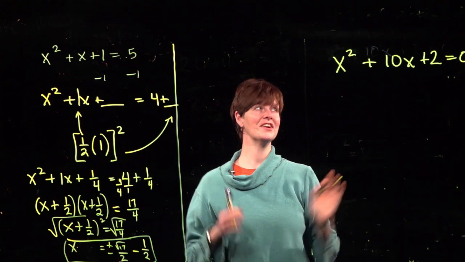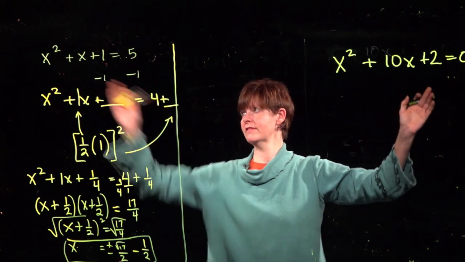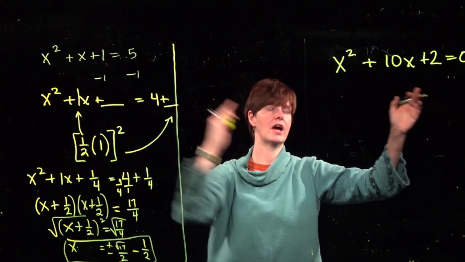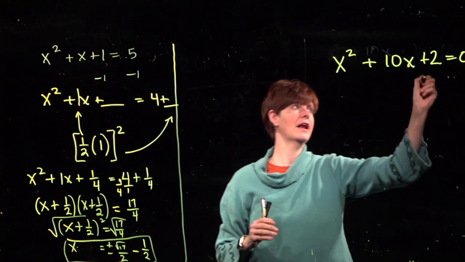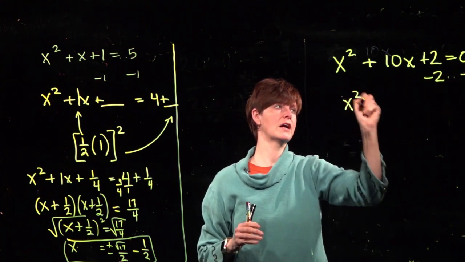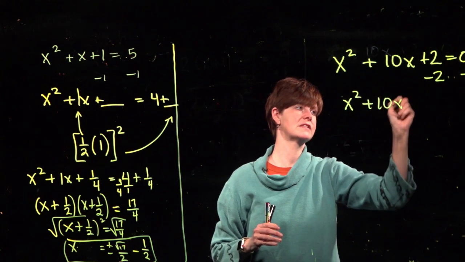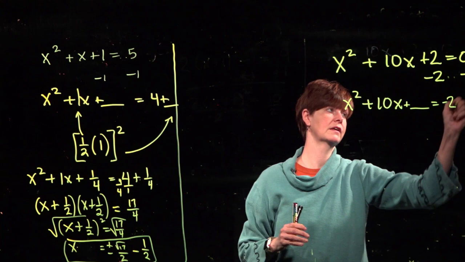Excellent. Here's our next problem. In this problem, I've got a similar issue to here, right? I don't have a perfect square, but I can create one. And to do that, I'm going to get the x squared plus 10x by itself. Now don't forget, leave a little space because you're going to add something.